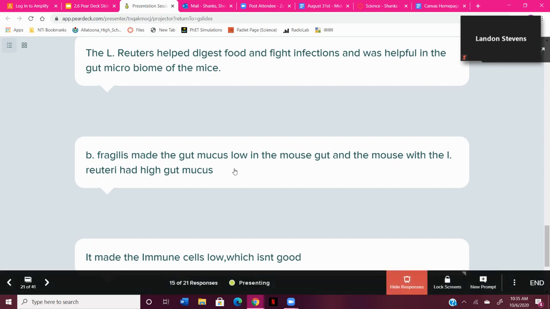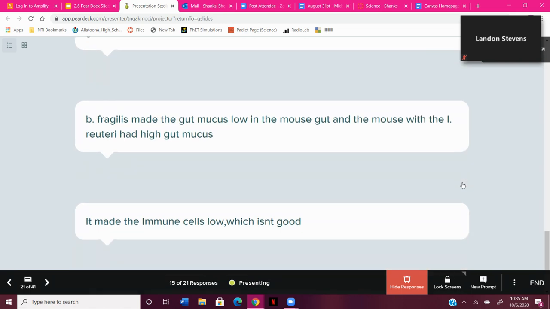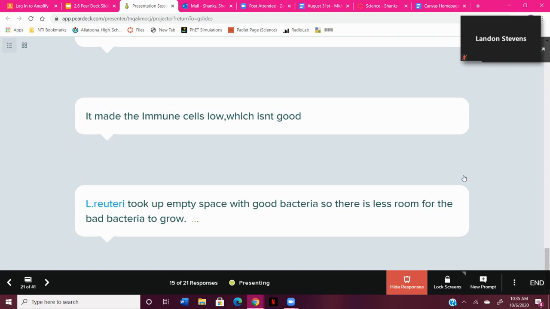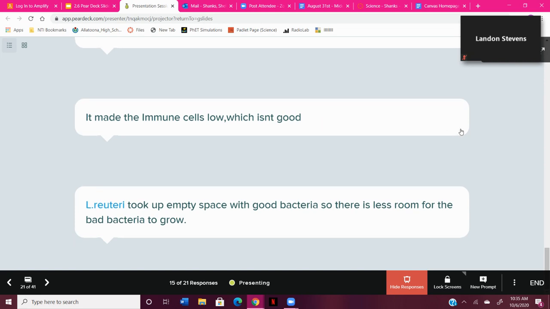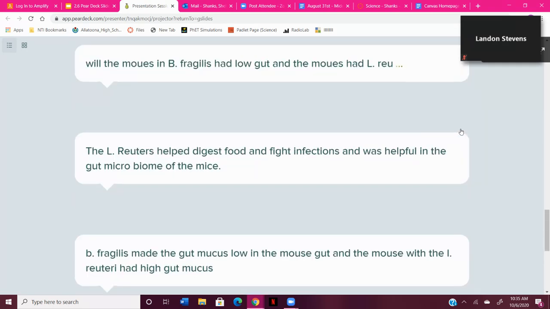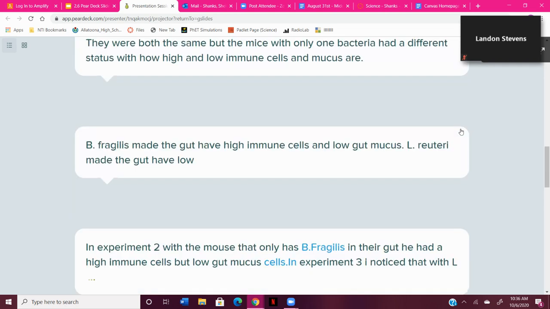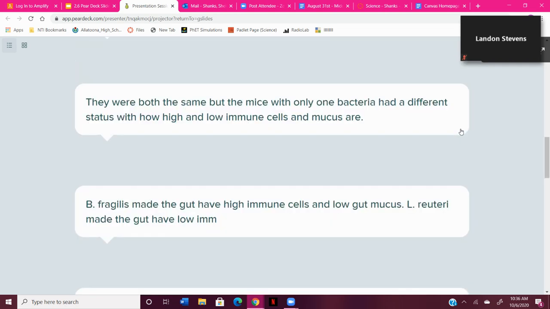Okay, the B. fragilis had the gut mucus low and the L. reuteri, the mucus was high. Okay, when you say it made the immune cells low, which isn't good, which bacteria were you looking at? Okay, so make sure you're talking about the test results.